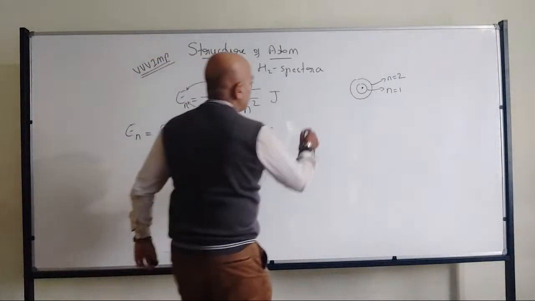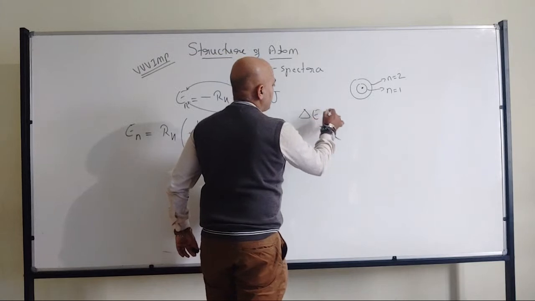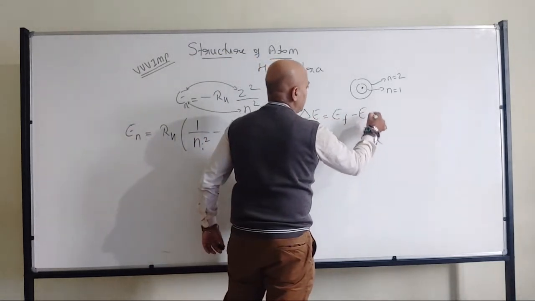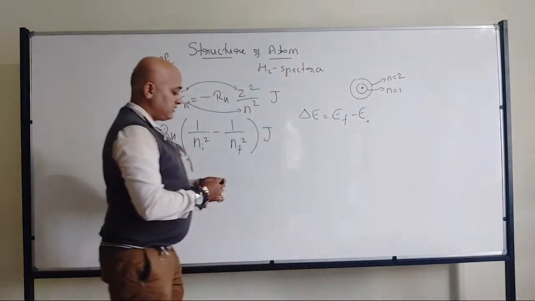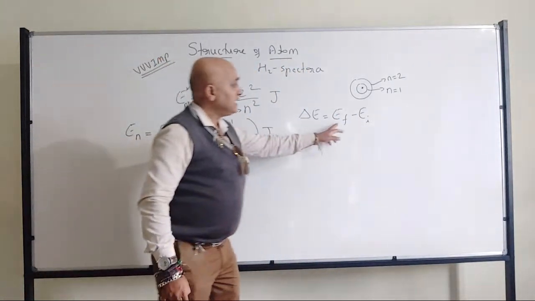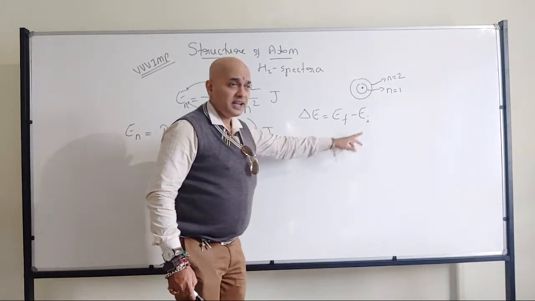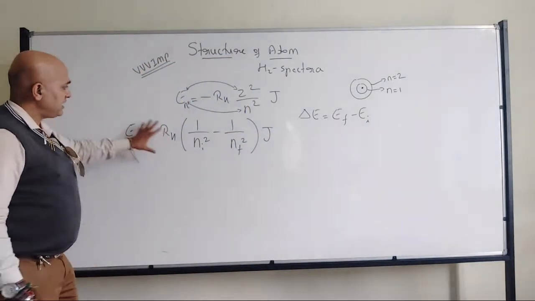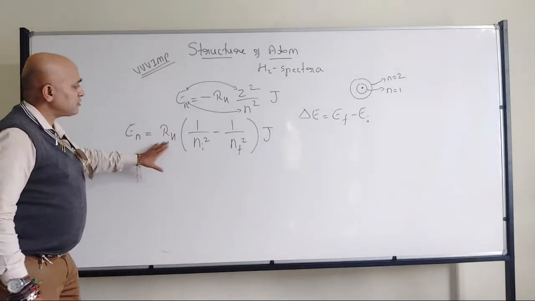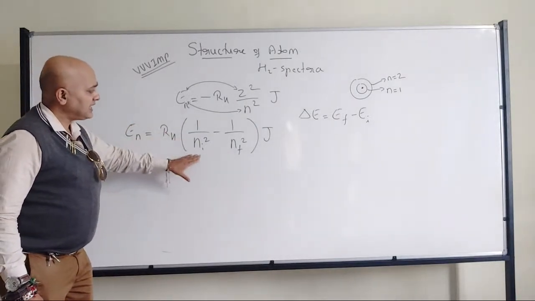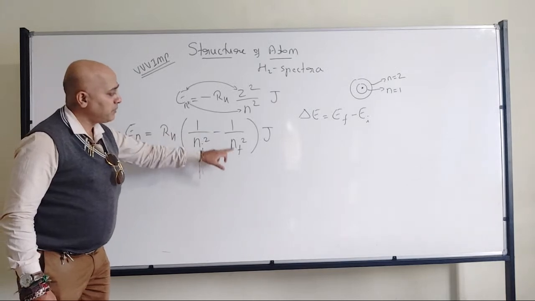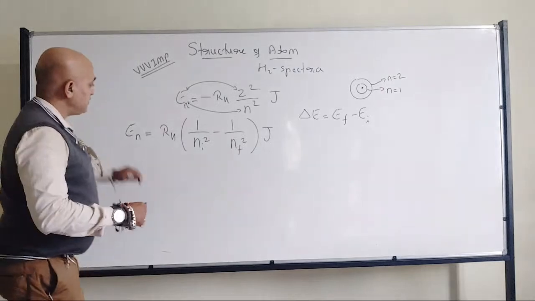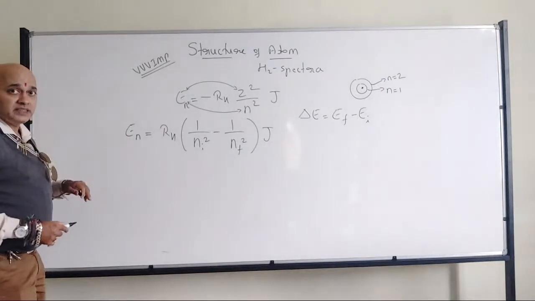Because when we write the equation, before that we have done some process. That is, delta E is equal to EF minus EI, final energy level minus initial energy level. Okay? So when I am deriving the equation, finally I have got En is equal to RH times 1 by Ni square minus 1 by Nf square joule. That is one equation in terms of energy.